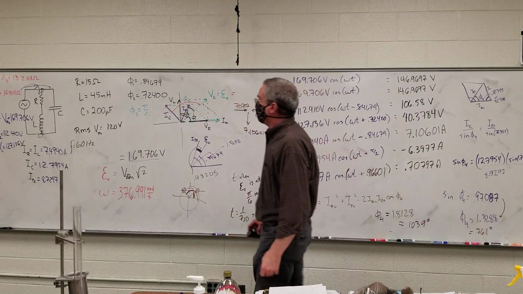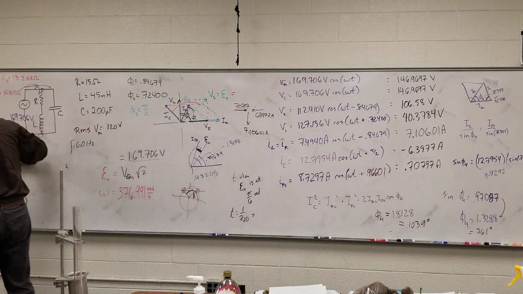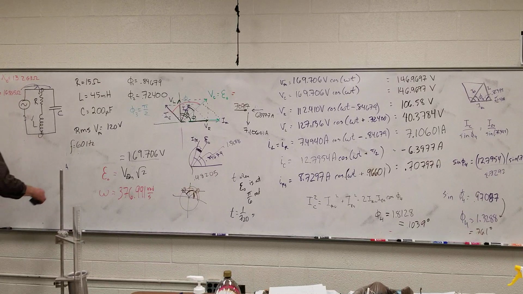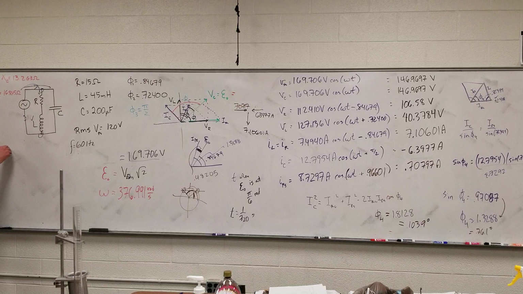Some of the information is still the same, but we'll do these from scratch. We're going to keep those up there. Omega is still that, let me just pull it off to the side here. So omega is 376.991 radians per second. Epsilon naught is 0.689706.